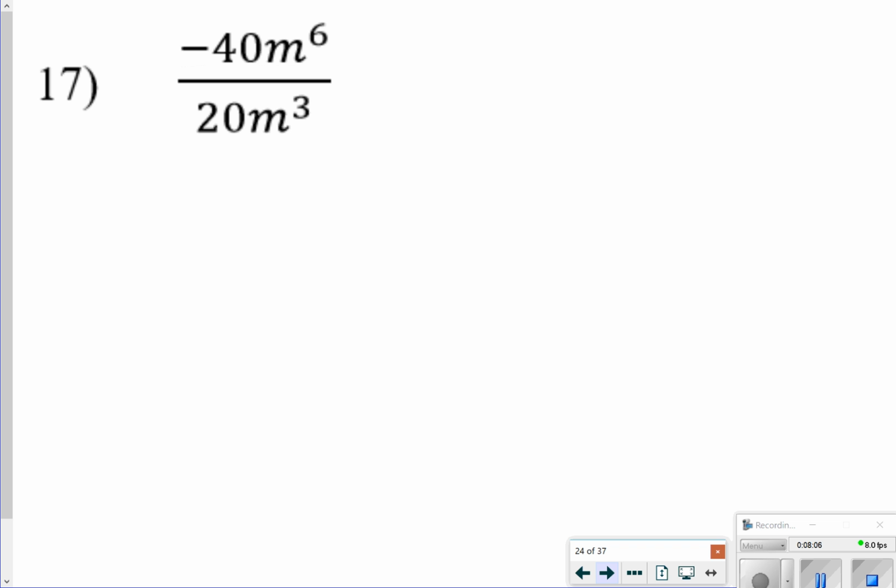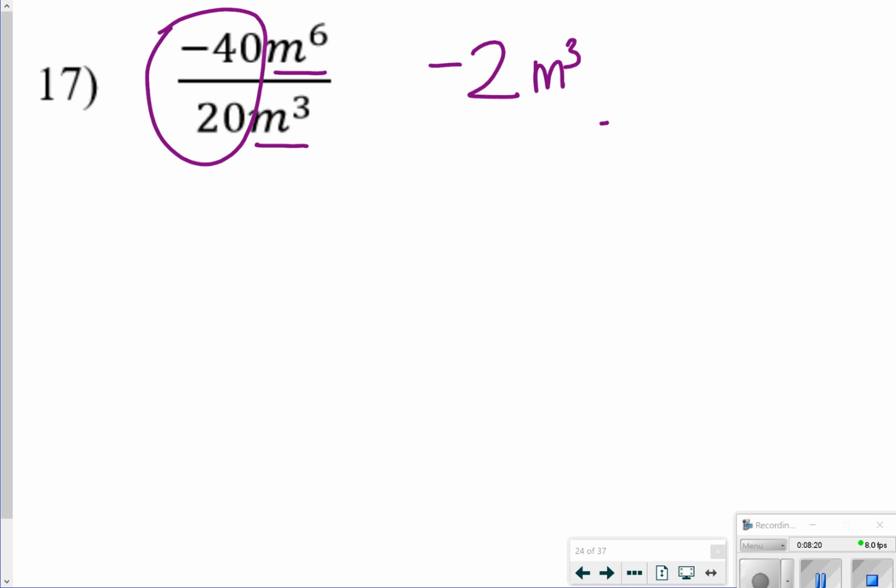For 17, we're looking at simplifying both the numbers and the letter m. This negative 40 and positive 20 can be simplified to be a negative 2. And then the m to the 6th and the m to the 3rd, you're just subtracting your exponents to get m to the 3rd. So negative 2 times m to the 3rd for 17.